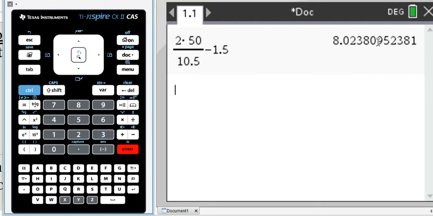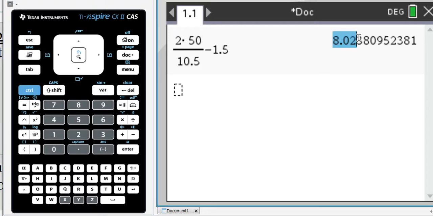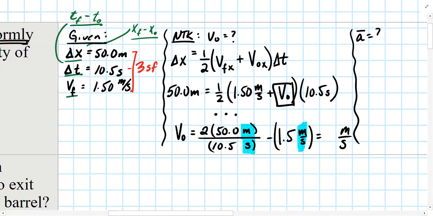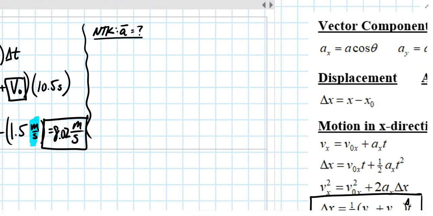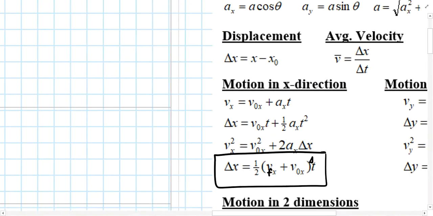is the result. Now, all of our values along the way contain 3 significant figures, so that's what I'm going to use here. There's no rounding necessary in this case, so I'll report this as 8.02 meters per second. Moving on to the next example, we need to know the acceleration.